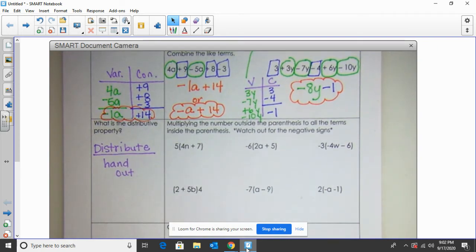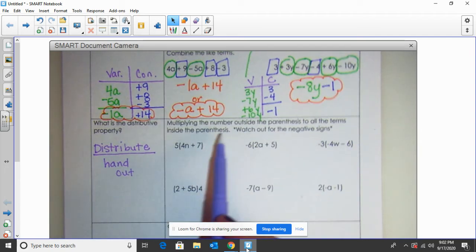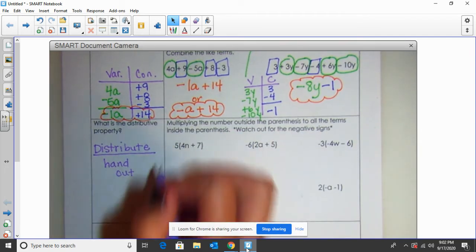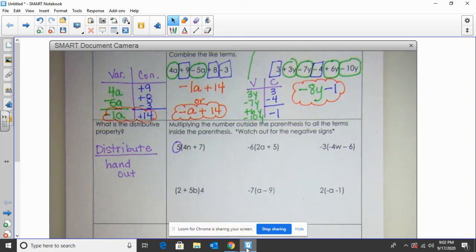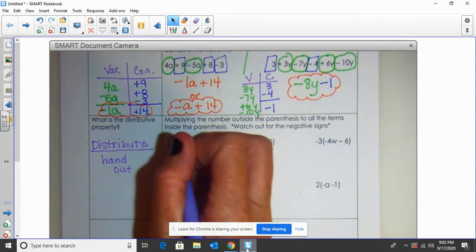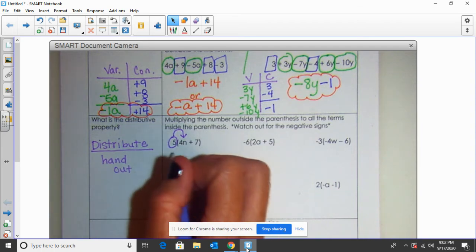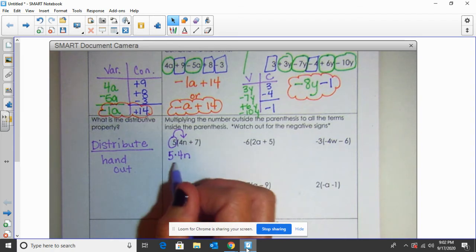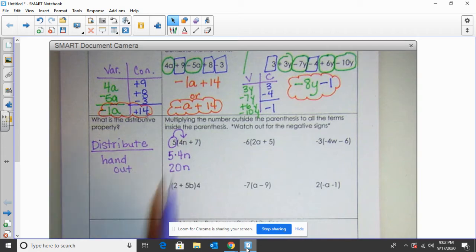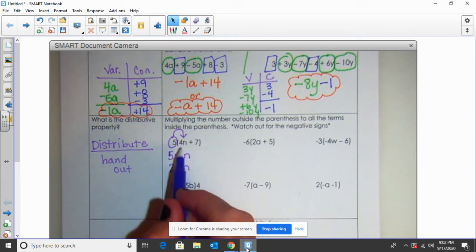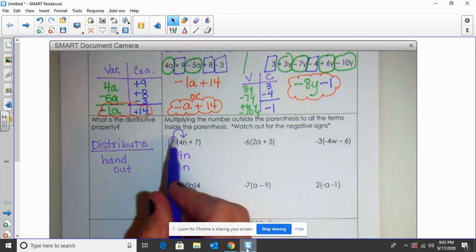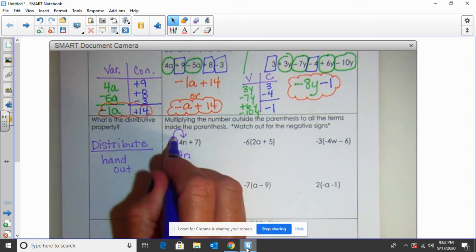All right, so when we try to figure out what we're distributing, again, it says the number outside the parentheses. So I find that the 5 is outside the parentheses here. This is saying 5 times 4n. Well, 5 times 4 is 20, and then I have to bring that variable down. So all I've done so far is distribute the 5, meaning multiply the 5. My next job, I gave the 5 here. I also have to give the 5 here. It has to be fair.